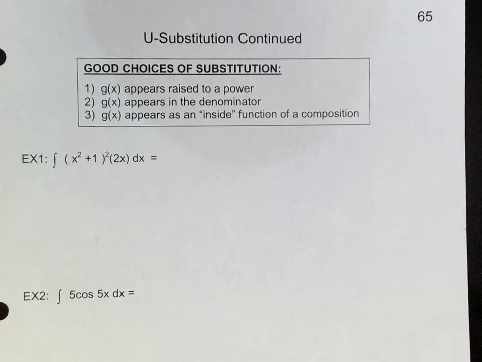Alright guys, so make sure that you go back and watch 64. If you haven't watched 64, this may not make a whole lot of sense. This is just a continuation of what happened in 64. Now the only difference is that on this worksheet they don't actually tell you what u is supposed to be.